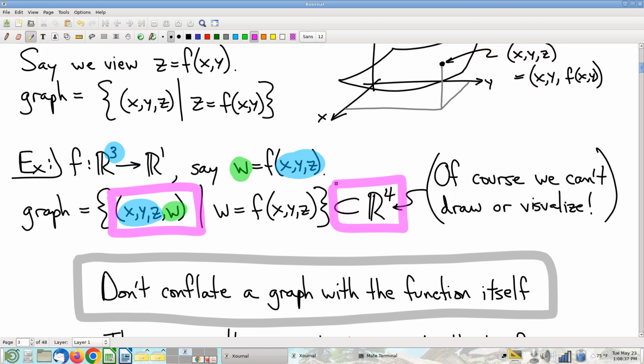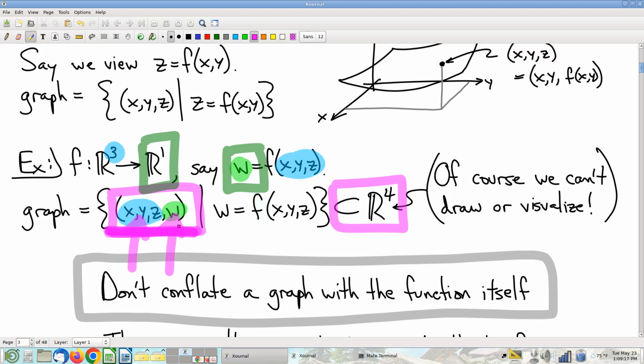Yep. Why is this function producing an output in R4? Nope. So the output of this function is a real number. That real number is called W. So the points on the graph, you have to keep in mind, are not just outputs. Points on the graph are points whose coordinates are both inputs and outputs. So I've got in here all 3 of the inputs and the single output, making for a total of 4 coordinates for the point on the graph. But the graph is not the same as the output.